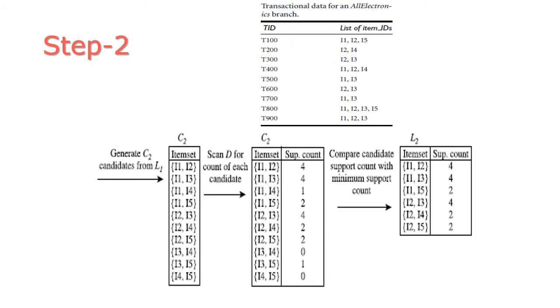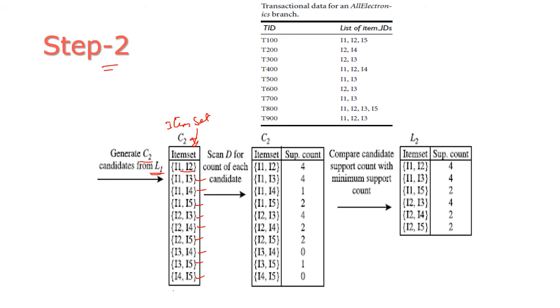In step 2 we need to generate the level 2 item sets. For that, generate C2 from L1. From L1 we generate C2, the candidate 2-item sets: 1,2; 1,3; 1,4; 1,5; 2,3; 2,4; 2,5; 3,4; 3,5; and 4,5. These are the possible combinations of two-item sets as per our item set.